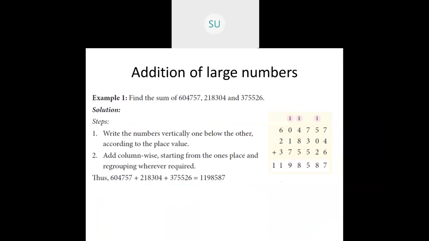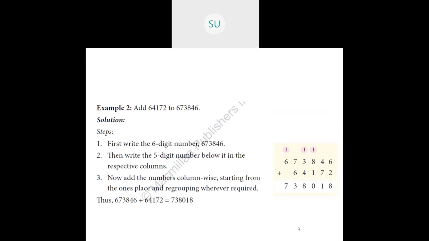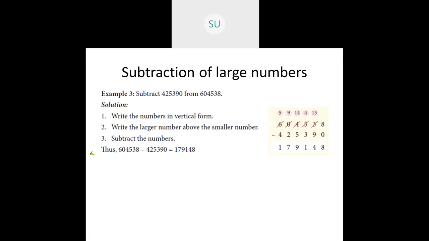Also, in addition, the numbers that are being added are called addends, and I'll just write the spelling for you all. They are called addends. The numbers which you're adding are called addends, and the answer or result that you get is called a sum or a total. And in subtraction, the larger number is called the minuend, the smaller number is called the subtrahend, and the result you get is called the difference.